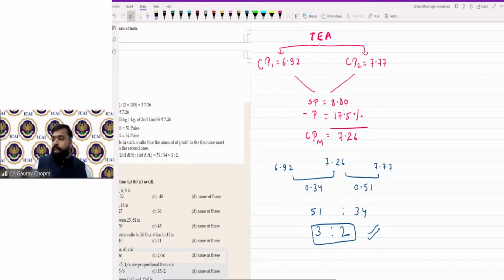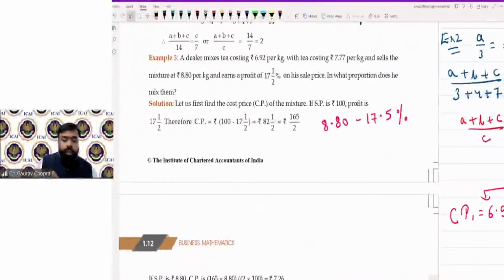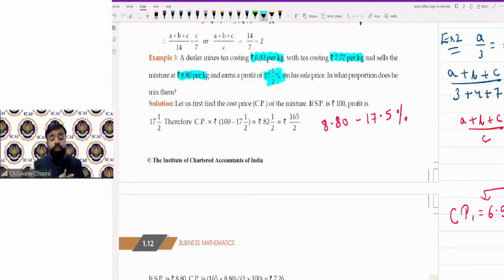Okay, so let me explain this question once again. As per the requirement of the question, a dealer mixes the tea costing rupees 6.92 per kg with the tea costing 7.77 per kg. He mixes both and has to sell at the rate of 8.8. And in the selling price, there is a profit of 17.5%. So in what proportion does he mix them? You have to find out in what proportion he mixed them.